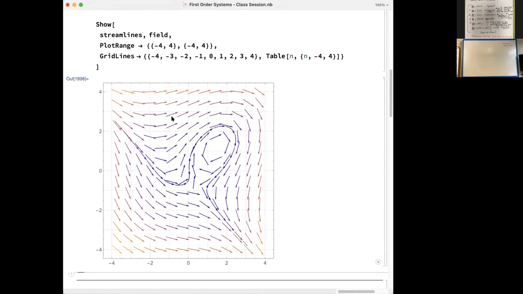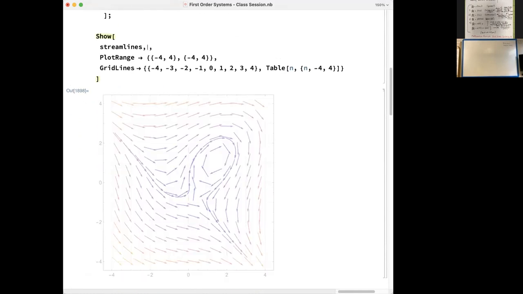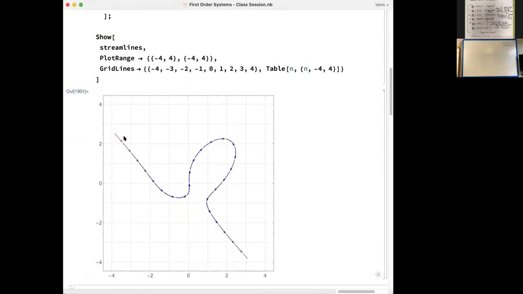Oh, that's interesting. Let's erase the field so that I could just look at that loop. That's a funny loop, isn't it? It's taken a big tuck past the origin here, past the turning point, and then it goes around that equilibrium and comes back out the other side.